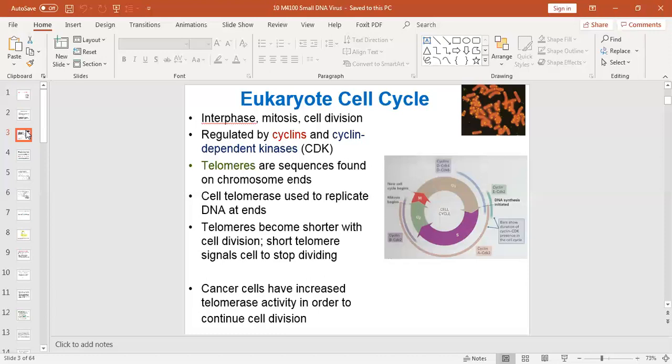Each of these stages, G1, S, G2, M, the transition through these processes is tightly regulated by specific cyclins and cyclin-dependent kinases. For example, we have cyclin D for G1 phase, cyclin E at the transition of G1 to S phase, and so on and so forth.